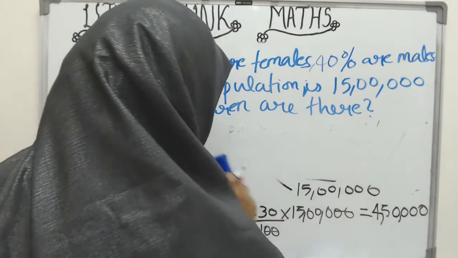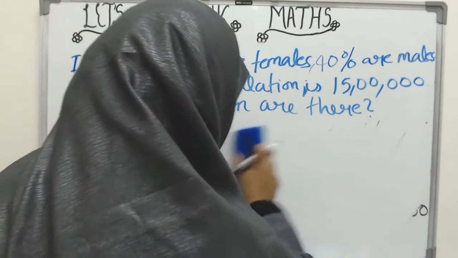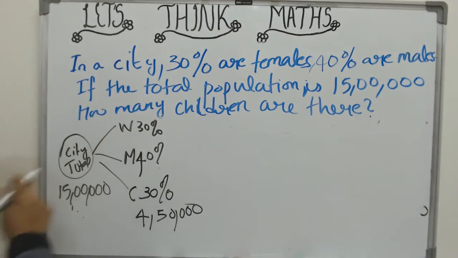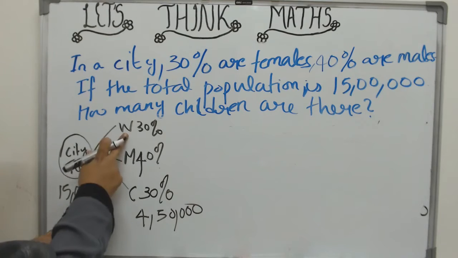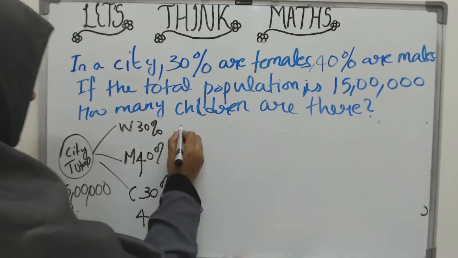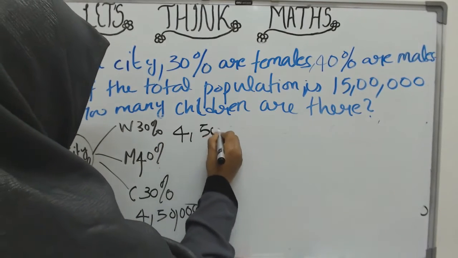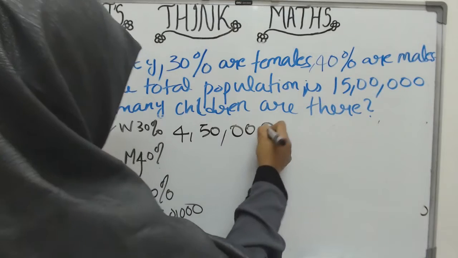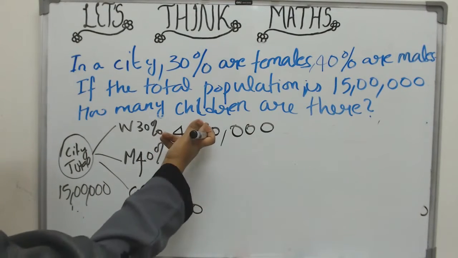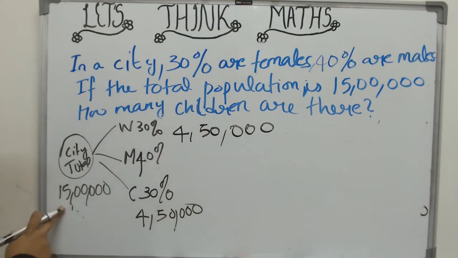But then using this, it's not in the question, but still, can you get the number of women and the number of men also? See, women is also 30%. So if 30% is this, then the women are also the same number, right? So we have got the amount of women. Then how much will be the men? Men will be: add these two and subtract it from this.